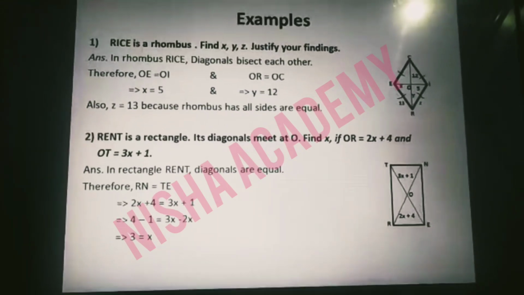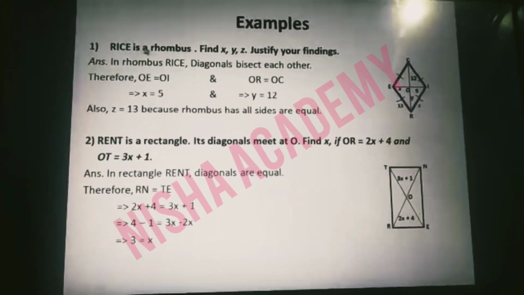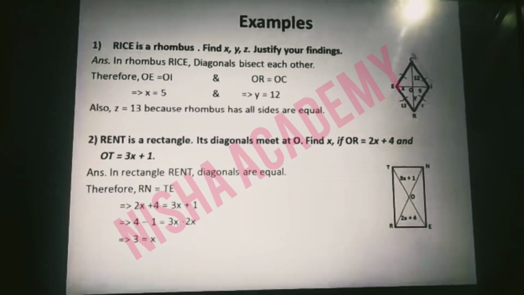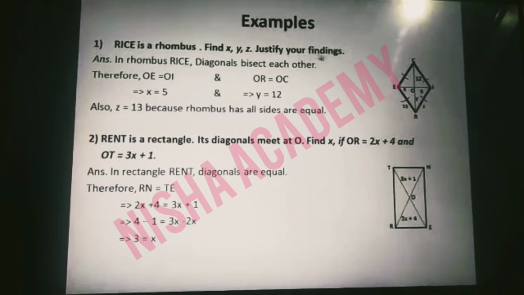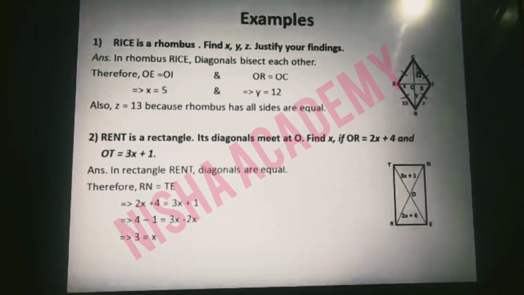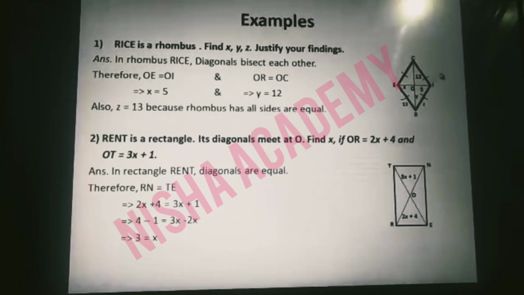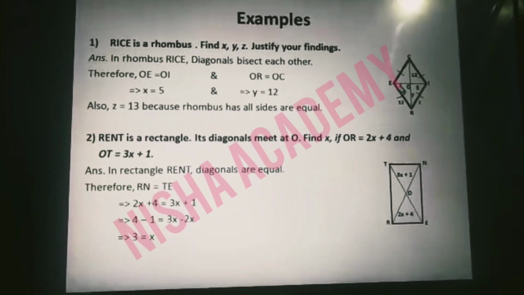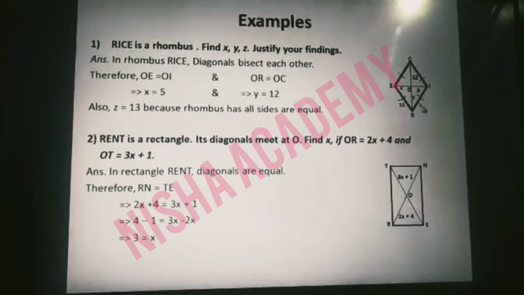Our first example: RICE is a rhombus. Here is a rhombus you are given, the name is RICE. Find the values of x, y, z. CR and EI are diagonals that cut at O, and you have to find the values of x, y and z.